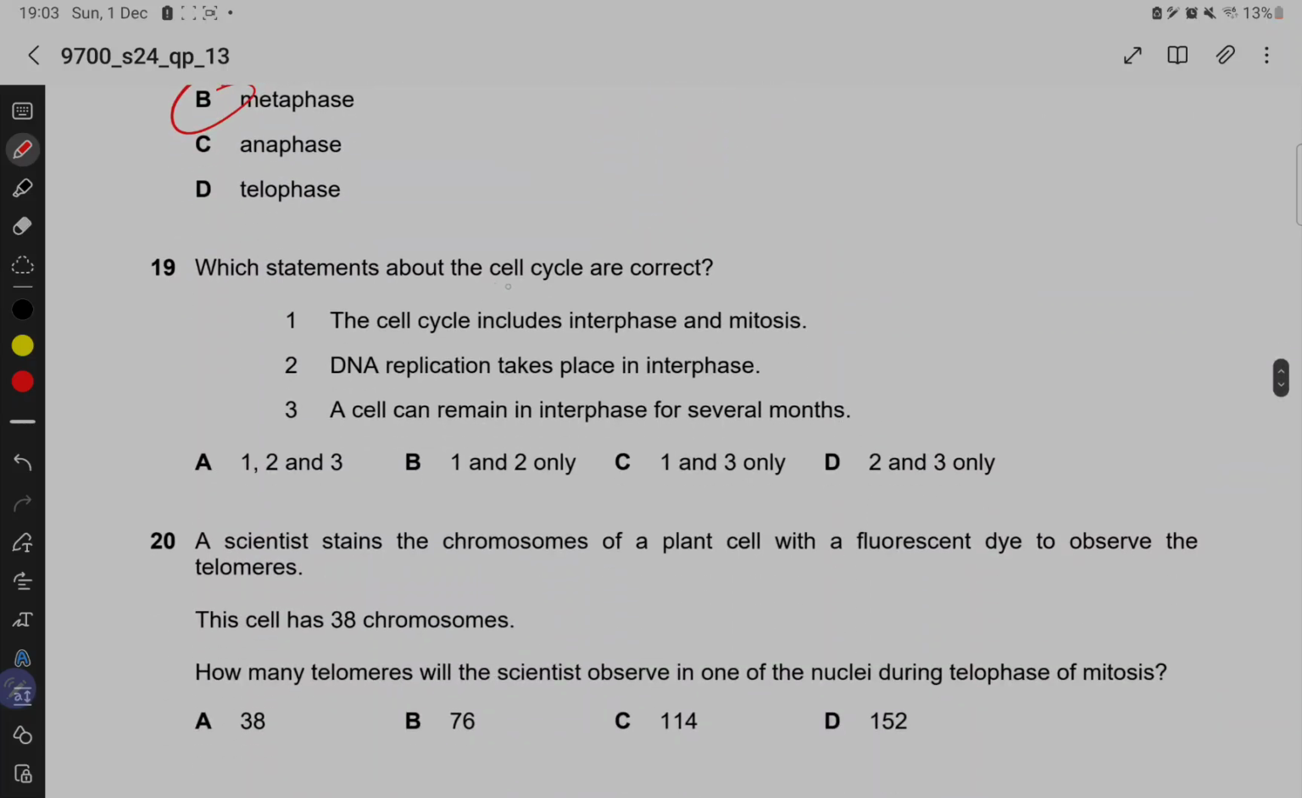Which statements about the cell cycle are correct? Yes. I got synthesis. And yeah, 3 is correct. So the answer is just A. So if you typically know that 1 and 2 are correct, you can narrow it down to A and B.